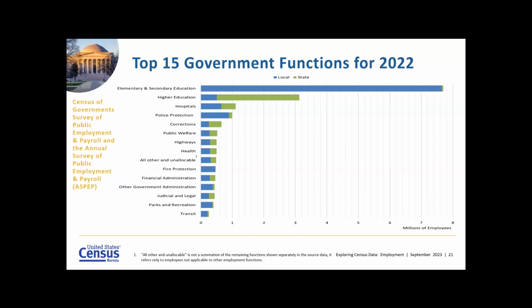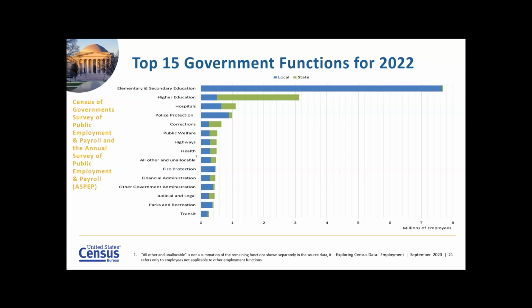And you can see education jumps way up to the top. And this is something we see similarly every year. Elementary and secondary education is the highest function by far, with local level making up almost all of that. Higher education is the second highest function overall, and that is more so state level governments. Next up is hospitals, which is a mix of local and state, followed by police protection, which is mostly local, then corrections, which is a mix of local and state.